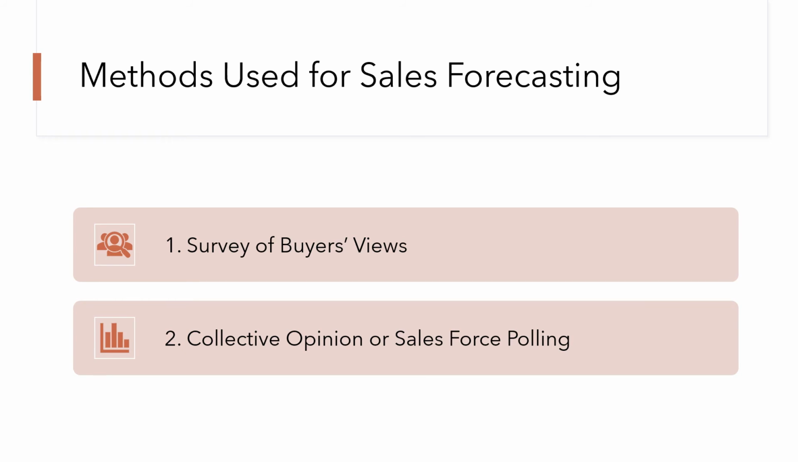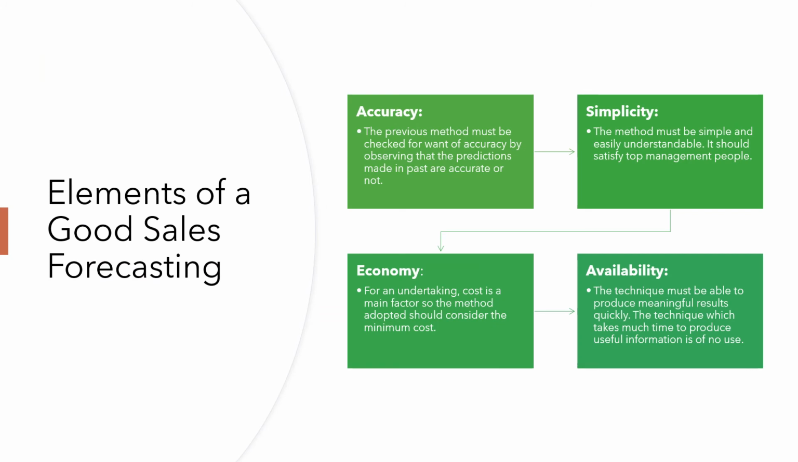There are elements of a good sales forecast: accuracy, simplicity, economy, and availability. Accuracy: the previous method must be checked for accuracy by observing whether the predictions made in the past are accurate or not. Simplicity: the method must be simple and easily understandable. It should satisfy top management people. Economy: for an undertaking, cost is a main factor, so the method adopted should be of minimum cost. And availability: the technique must be able to produce meaningful results quickly. A technique which takes time to produce useful information is of no use.